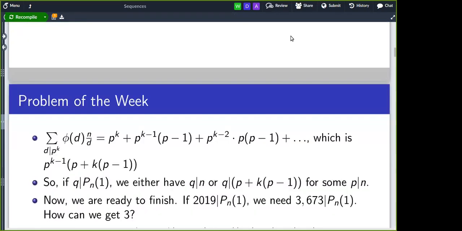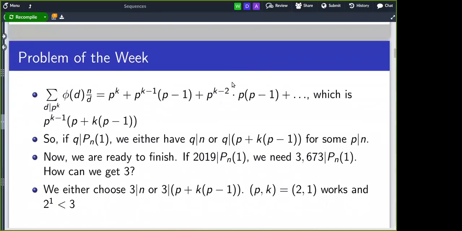However, note that if our prime factorization of n includes 2 to the 1, then p plus k times p minus 1 is actually going to be 3. So this actually produces a valid tuple. Does that make sense? So that means we can just set n to be divisible by 2. And then Pn of 1 is going to be divisible by 3.